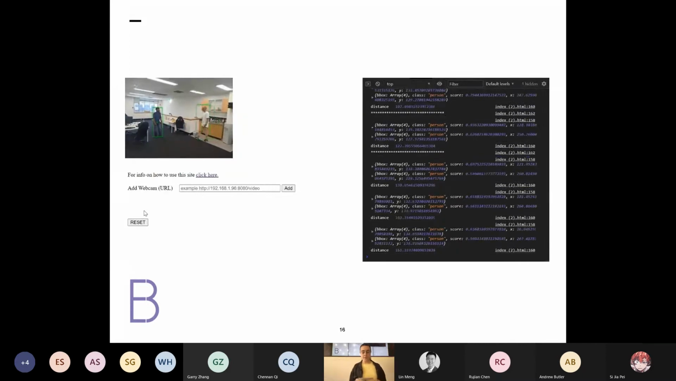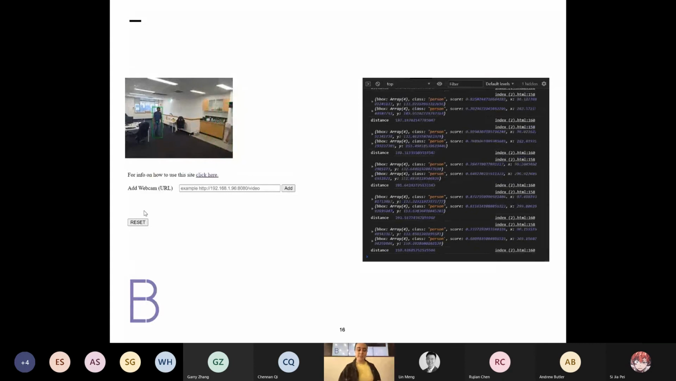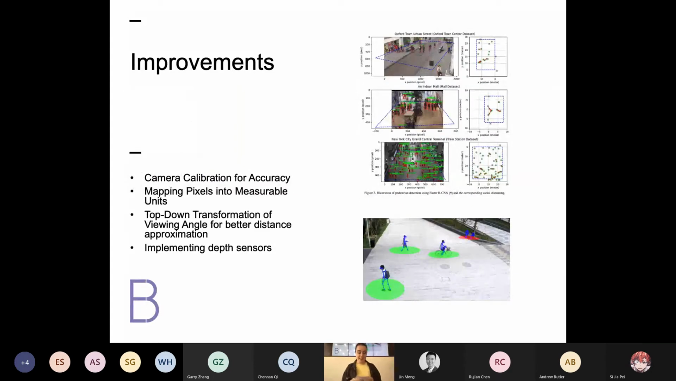Whilst the tool that I developed does align with the aim and the objectives of my paper, it should be noted that for the most accurate results, future development should include camera calibration through intrinsic and extrinsic parameters to allow pixels to be mapped to measurable units. Whilst delivering an approximated analysis of pedestrian movements, currently pixel distances are strictly relied on, resulting in less accurate findings and data. So for an even more accurate evaluation, a top-down transformation of the viewing angle could be implemented, allowing for the application of distance calculations to the bird's eye view of the specified space, leading to a better approximation of pedestrian distances.